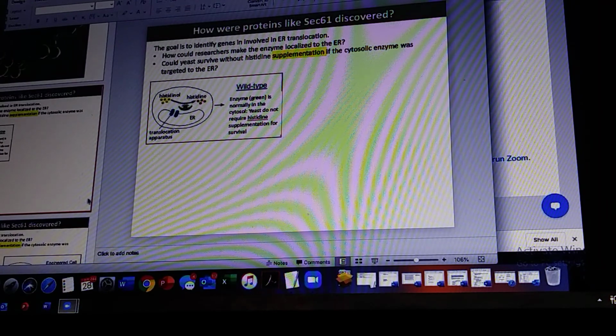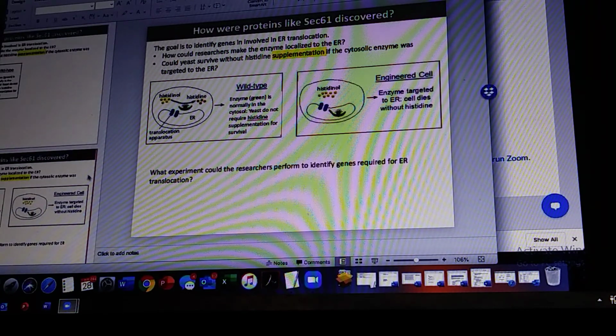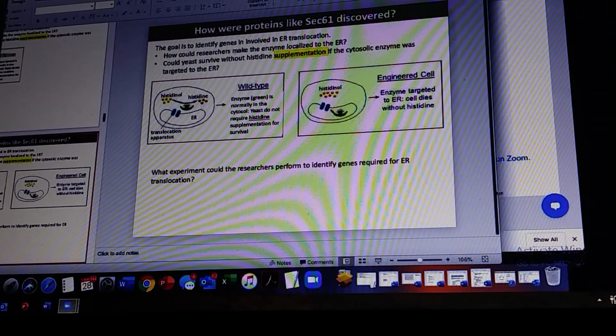So they thought, okay, what if we totally re-engineer this yeast cell such that we put an ER localization signal sequence onto this enzyme that's normally cytosolic, such that it should get shuttled into the ER, because we know it's sufficient, right? We know if we put an ER signal sequence onto this cytosolic protein, it will go into the ER. Right. Because they had known that from previous studies. So the problem is that if this enzyme goes into the ER, it's no longer in the cytoplasm.